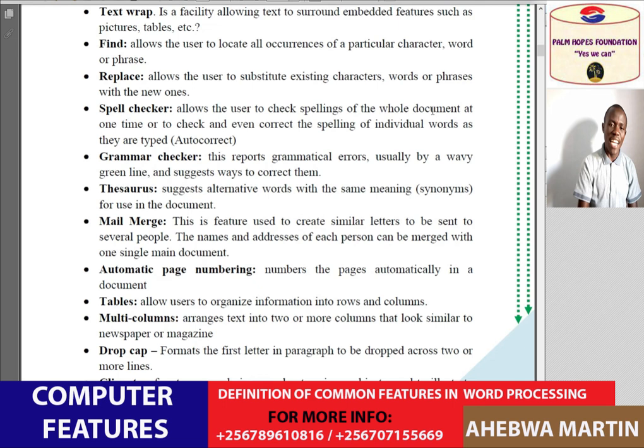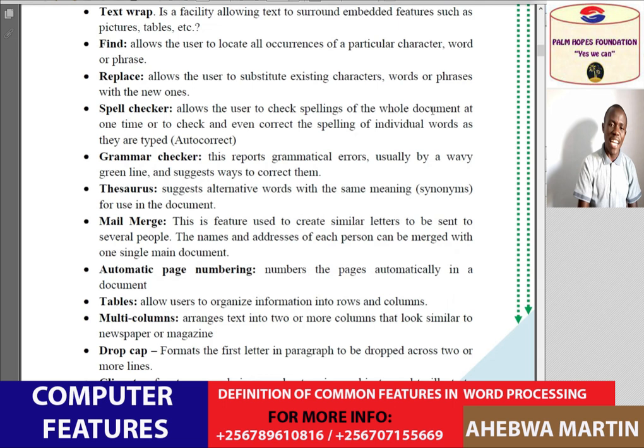Automatic page numbering. This numbers the pages automatically in a document. The purpose of this is numbering, where we normally say page 1, page 2, page 3, page 4. Then we have tables. These allow users to organize information into rows and columns.